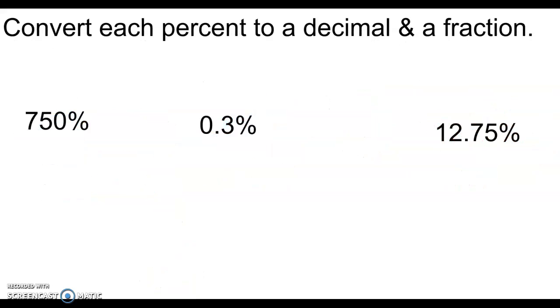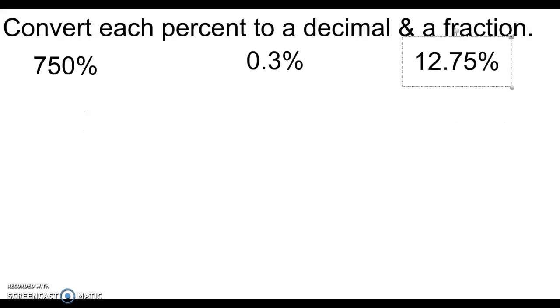Convert each percent to a decimal and then a fraction. Okay, now if you were in my classroom, I would ask for volunteers and have you come up to the board to do each step. As it is, let's do it together here. We know that percents are the same thing as writing 750 over 100. So we can do that pretty easily.